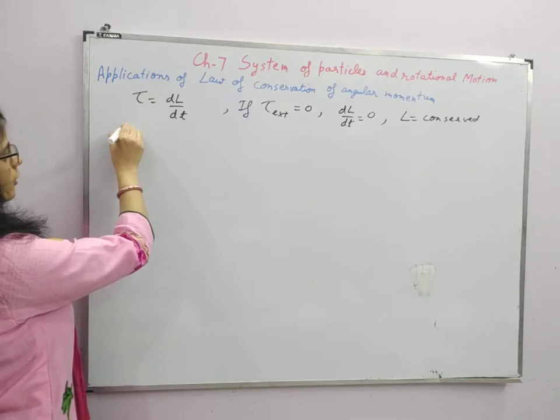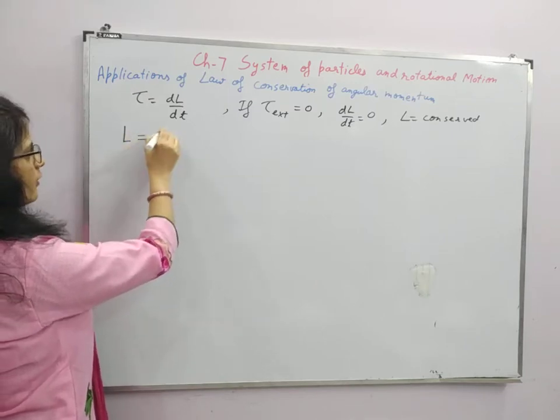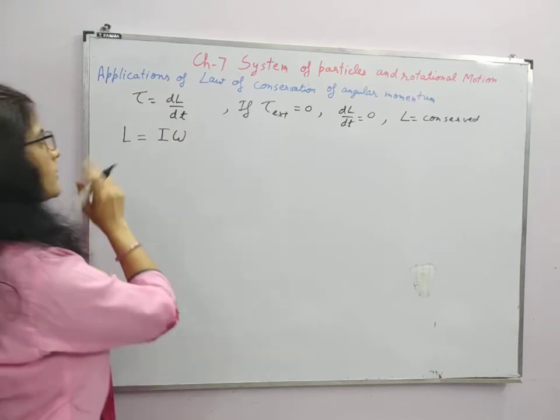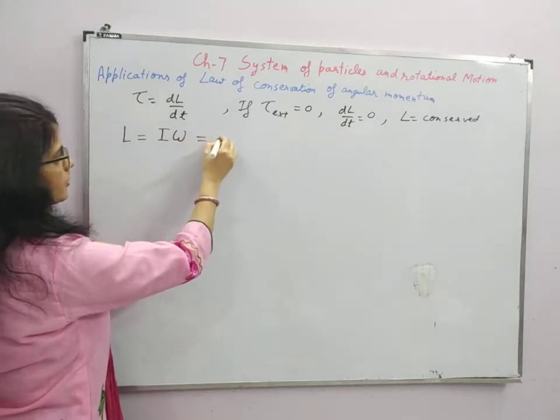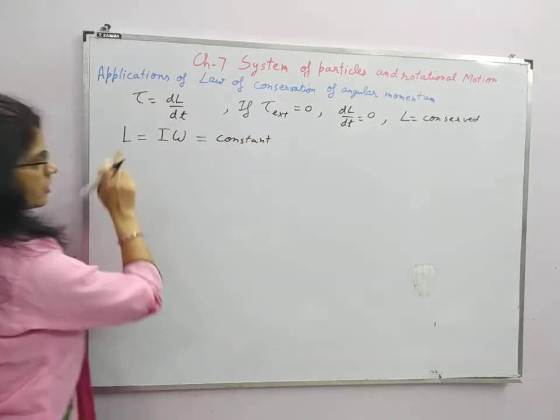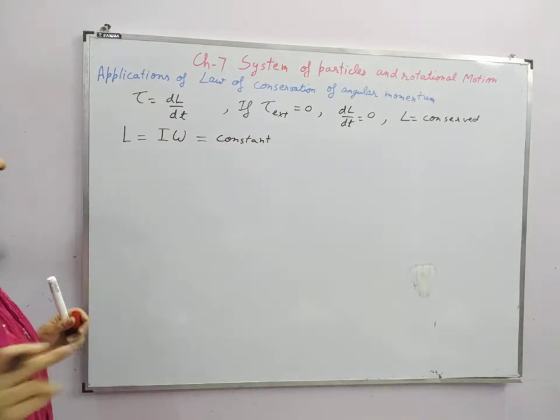Now we know one formula for angular momentum: L is equal to I omega, right? So what does that mean? That this product of I omega is constant. So this has very interesting applications in daily life.